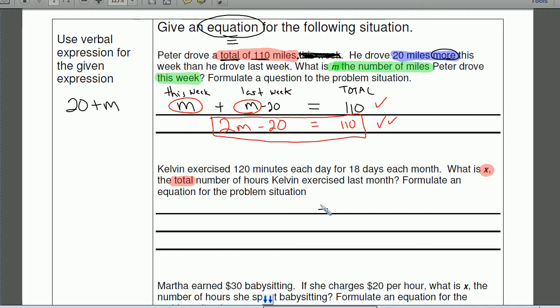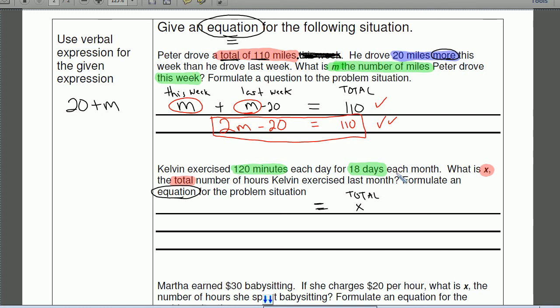Because remember, we're always going to start with an equal sign if we have an equation. And on one side of that equal sign, we're going to have the total. And the total in this case is the x. So we don't know the total amount of hours. But we do know that he exercised 120 minutes each day for 18 days. Okay? So that's what we need to know. Each day is 120 minutes, and he did that for 18 days.